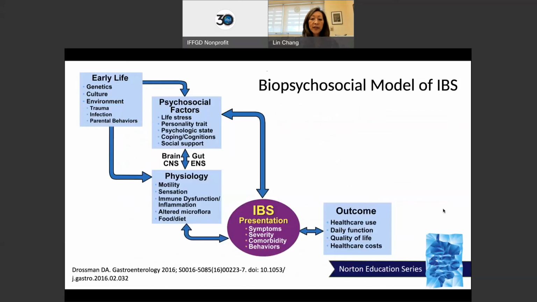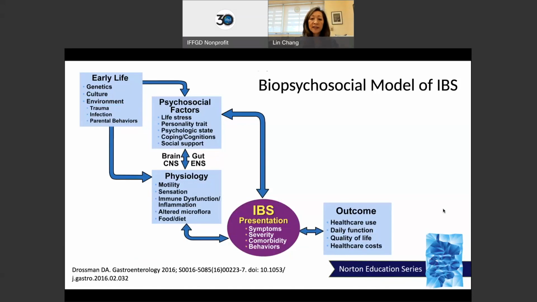So we really come to the biopsychosocial model that Doug Drossman brought into the disorders of gut-brain interaction field, where we look at risk factors of early life environment leading to psychosocial factors and physiologic changes in the gut and the brain, and the interaction between the two. They all can interact and affect each other. It leads to the IBS presentation of symptoms, comorbidities, and behaviors, and that can affect outcome.